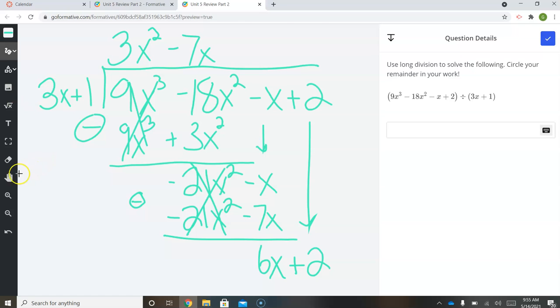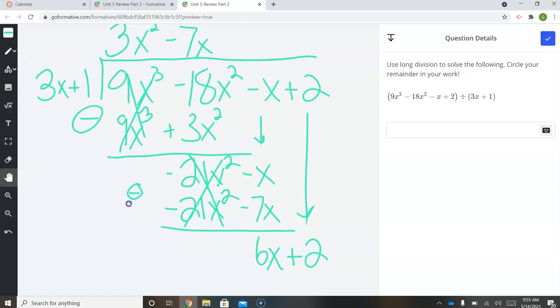So we have to think about how does 3x become 6x? Well, I would just have to multiply 3x by 2, a positive 2, so that's my last part. Then you do your distribution. So 3x times 2 is 6x, and then 1 times 2 is 2.